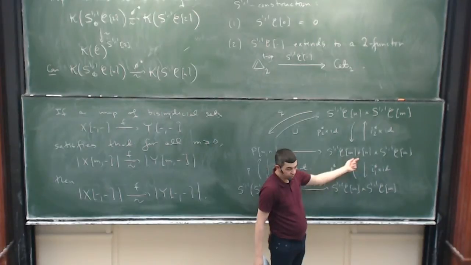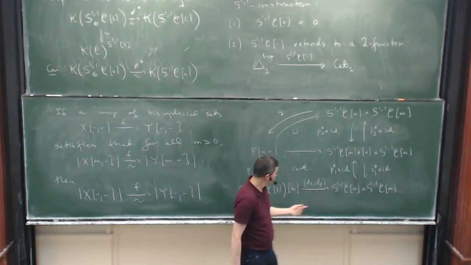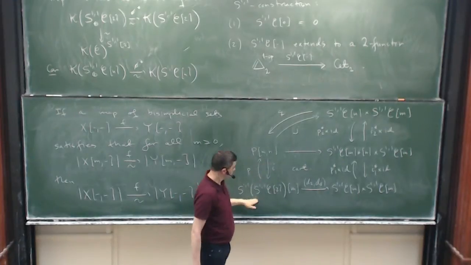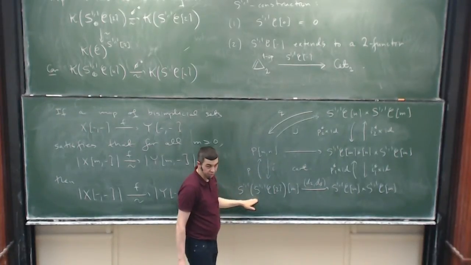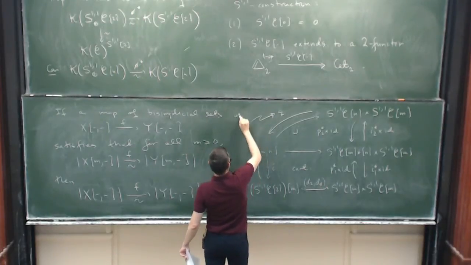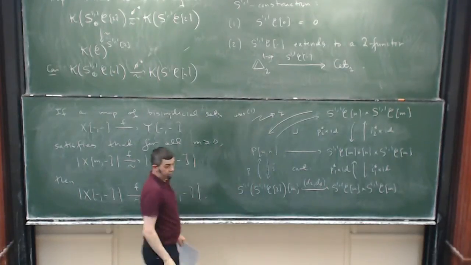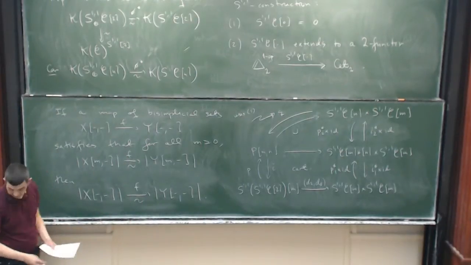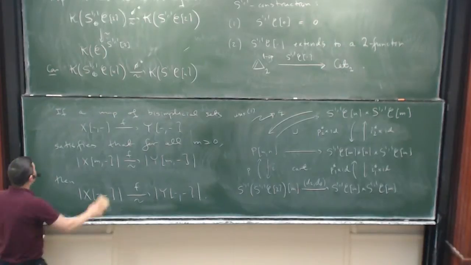And that's what we assumed was 0. So therefore, with the map from here to here, we just take the constant map 0. So this is where we use the first property of the S construction.